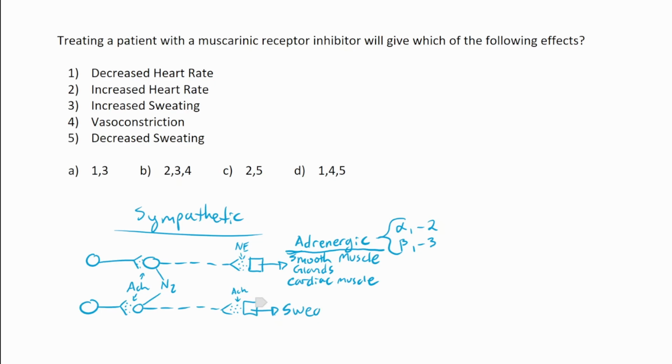is just sweat glands. And it is controlled by muscarinic receptors, which are M1 through 5. So M1 through 5 are muscarinic receptors in general. This one in particular is controlled by M3. Okay.